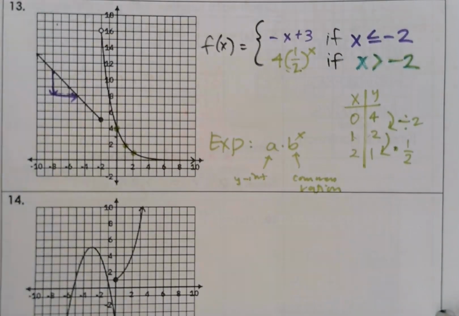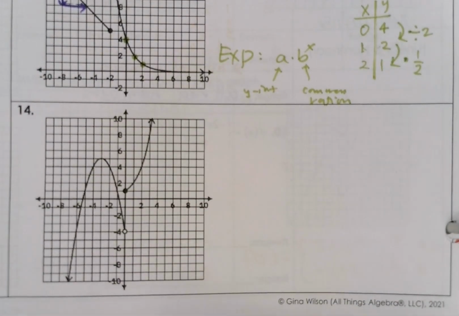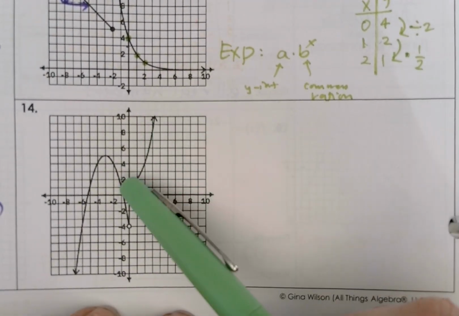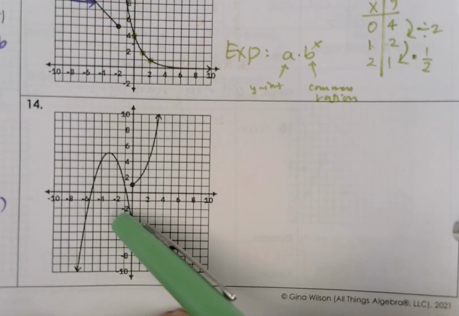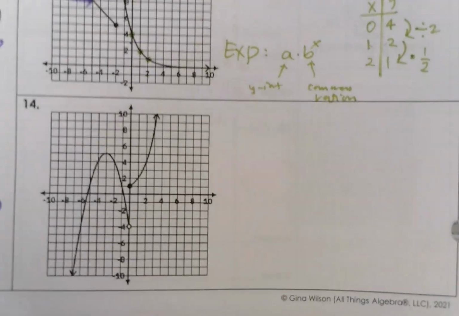Okay. And number 14 I'm not going to do for you. You get to figure that one out. This one is exponential. This one is quadratic, so you'll have to go back to 1C and review how do you write a quadratic equation from a graph. And when you're done with that, you can come back up and check your work in this binder. All the answers will be available for you.